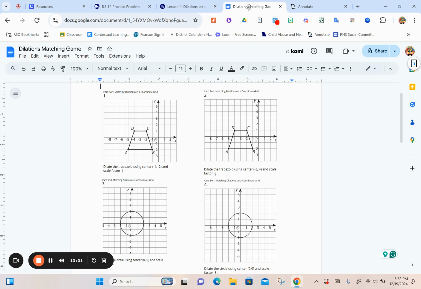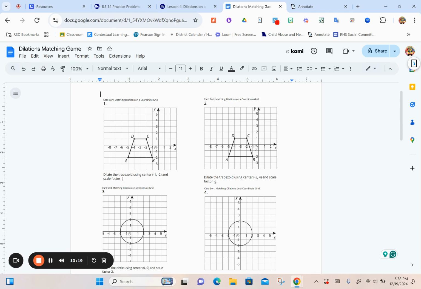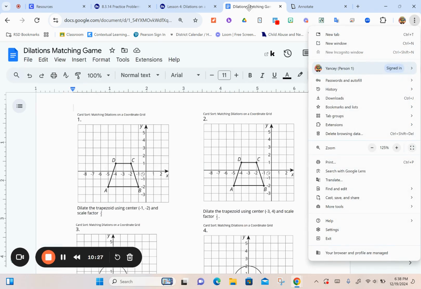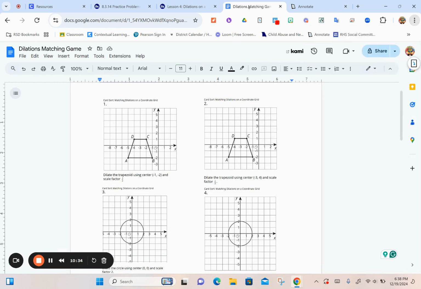So you're going to dilate a trapezoid using a center of -1, -2. Scale factor of, ooh, we have to zoom in on that. Where is zoom in? I don't know where zoom in is. No, that's not what I want. I want to zoom in. See if I can zoom in here. There we go. I think that's 3/2. So 3/2, you perform those.